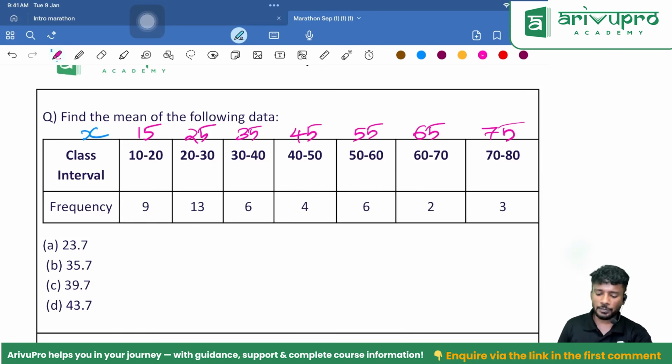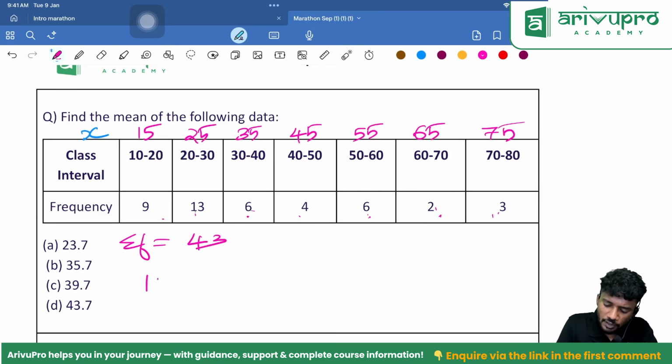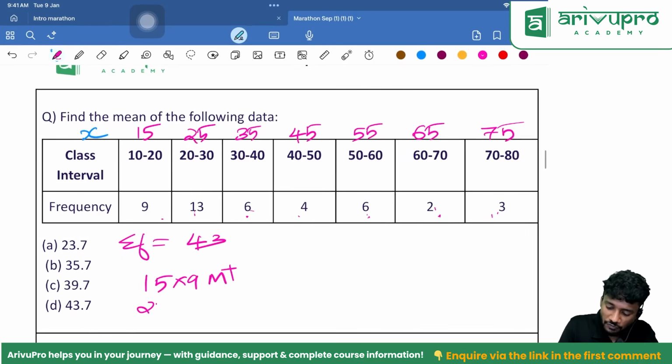Yes. Next one, people. What are we going to do now? Sigma fx divided by sigma f. We need to find sigma f. It is 9 plus 13 plus 6 plus 4 plus 6 plus 2 plus 3: 5, 11, 15, 21, 34, 43. Yes, 43. Now, sigma fx, I will do it. 15 into 9, M plus. Then 25 into 13, M plus.